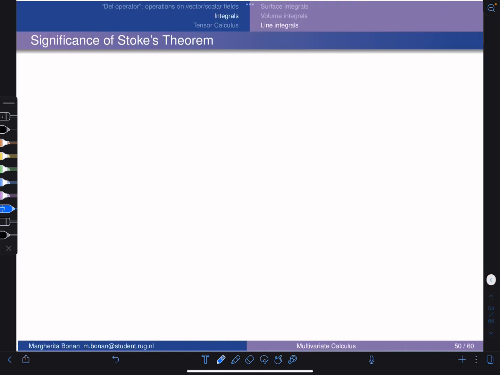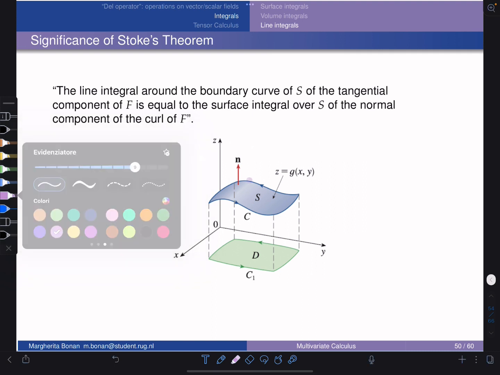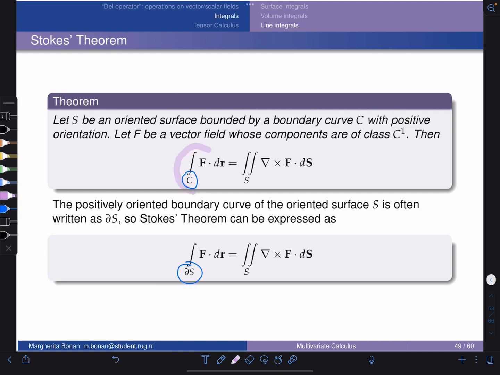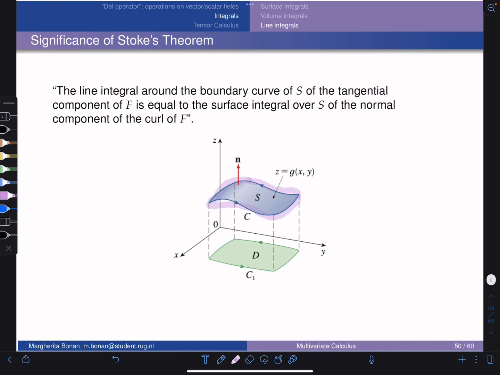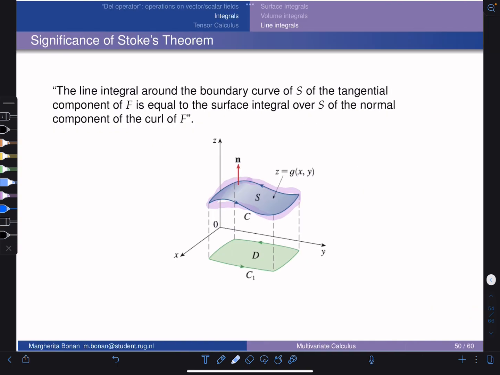The significance of this theorem is that the line integral around the boundary curve partial of S, so the line integral around this curve of the tangential component of F, as I saw before, is equal to the surface integral over S of the normal component of the curl of F, since the other side is a double integral of the curl of F dot dS.